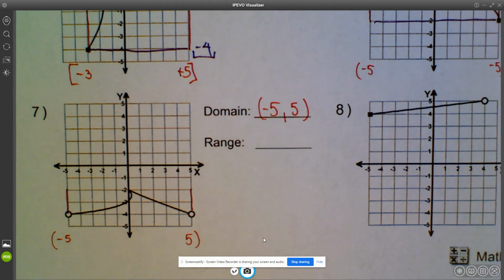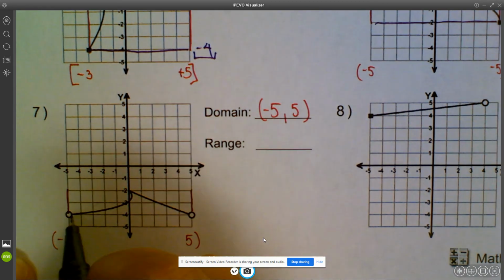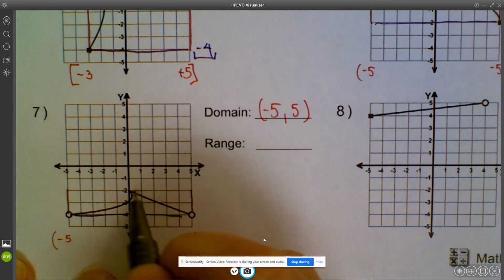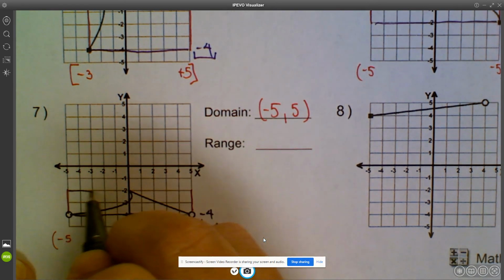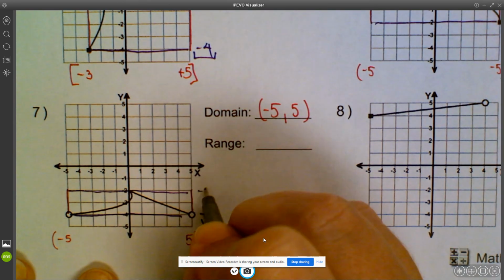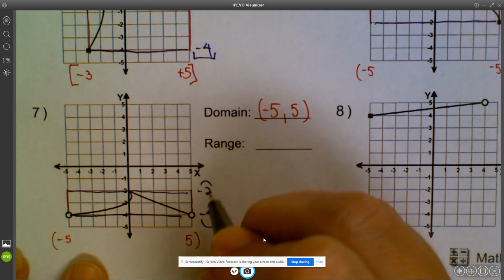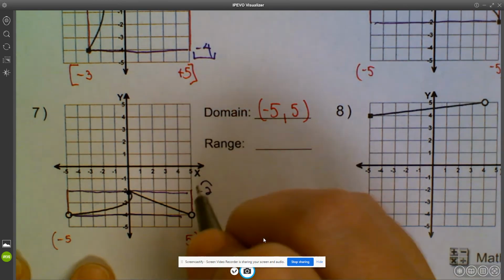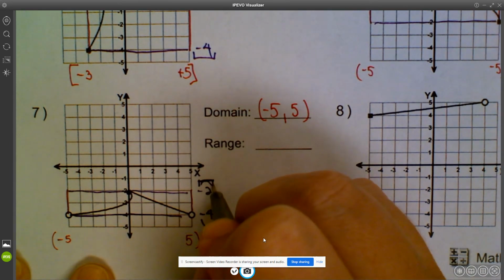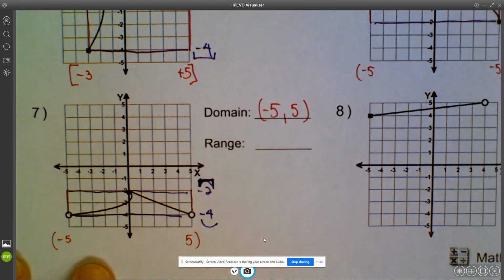All right, my range. My range concerns my y coordinates. My smallest y coordinate, it goes all the way down here to -4. And it's going to go all the way up here to y equals -2. And those, oh, just kidding. That, my dear, is a closed circle. So I have made a mistake, which I'm correcting right now. All right, let's see if I can do this.